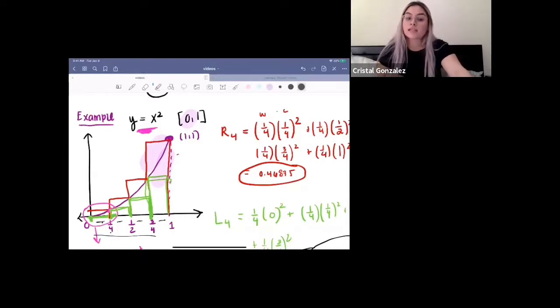But that's not always the case. Sometimes the right-hand sided limits actually underestimate and the left-hand sided limits overestimate. It just depends on what's going on with your function. So what we want to do is, I'll write this down formally in just a second.